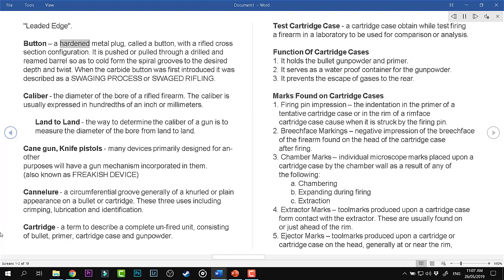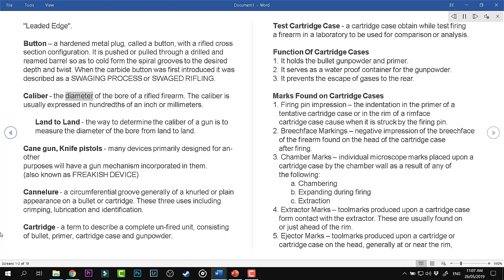Button, a hardened metal plug, called a button, with a rifled cross-section configuration. It is pushed or pulled through a drilled and reamed barrel so as to cold form the spiral grooves to the desired depth and twist. When the carbide button was first introduced, it was described as a swaging process or swaged rifling.